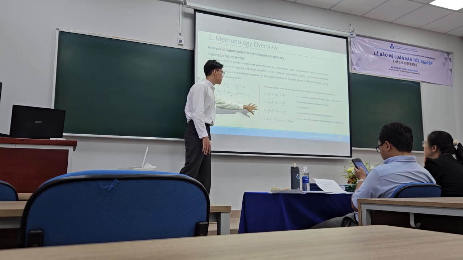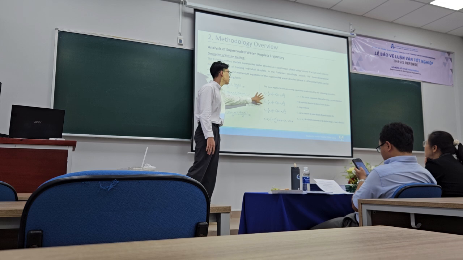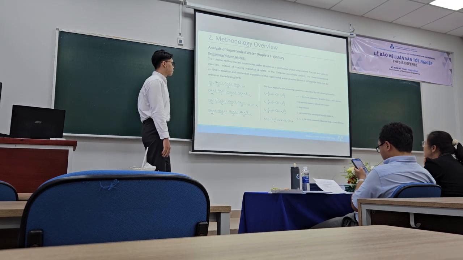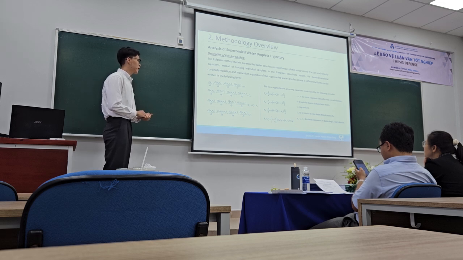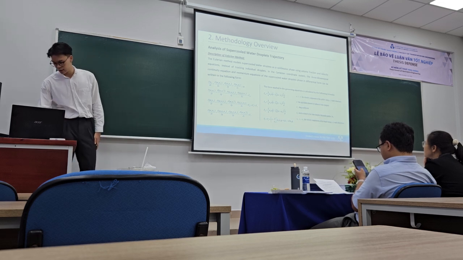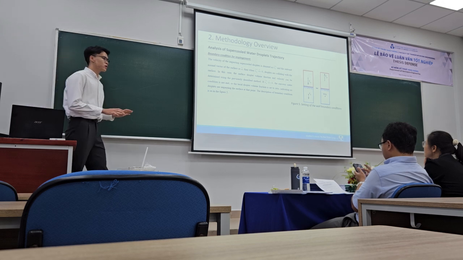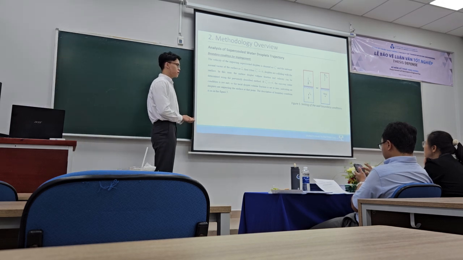As well, the force applied on the wing will be shown here. The difference between superconductor droplets and small droplets is the formula used to calculate the drag coefficient. I will show that later. And next, we will talk about the boundary condition for droplets.